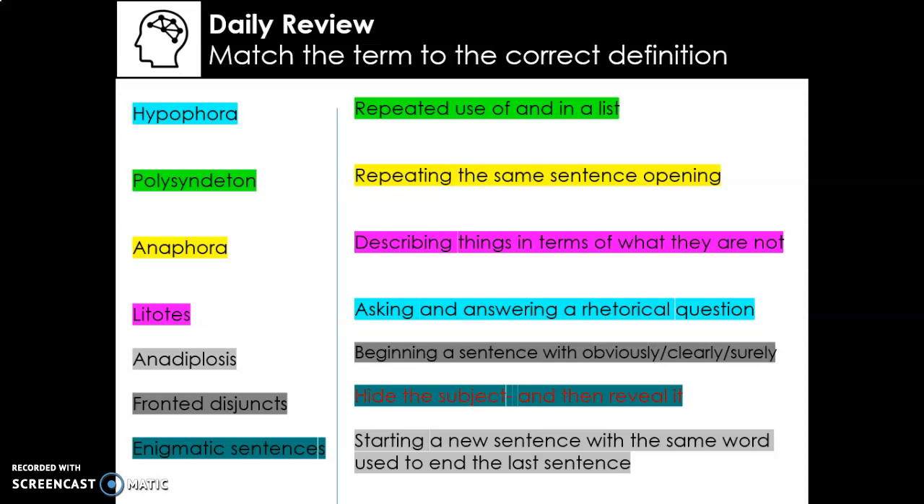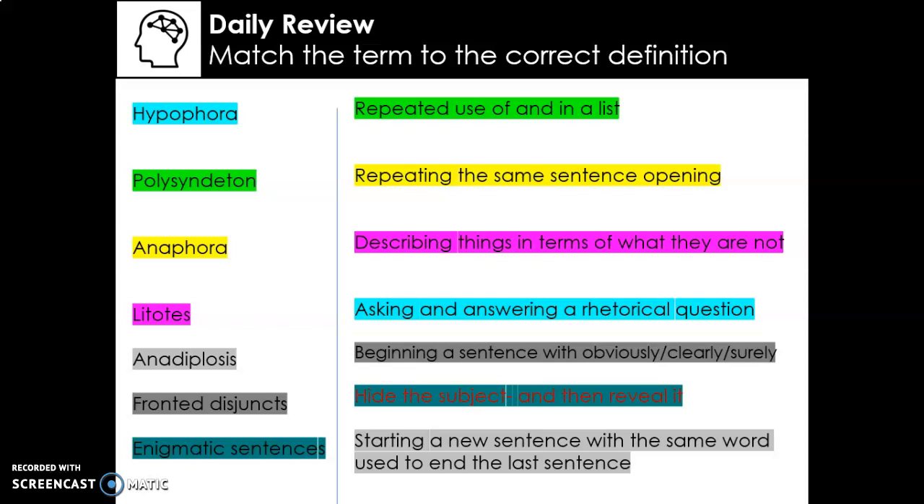Obviously, clearly, surely. Now, if we're talking about the content of our paragraphs today, which is going to be about the most important thing, the rising action, what's so important about your topic, beginning a sentence with obviously, clearly, surely actually is a really natural step. Obviously, the most important reason why child labour is wrong is... clearly the most important aspect is... So that will be an easy one.